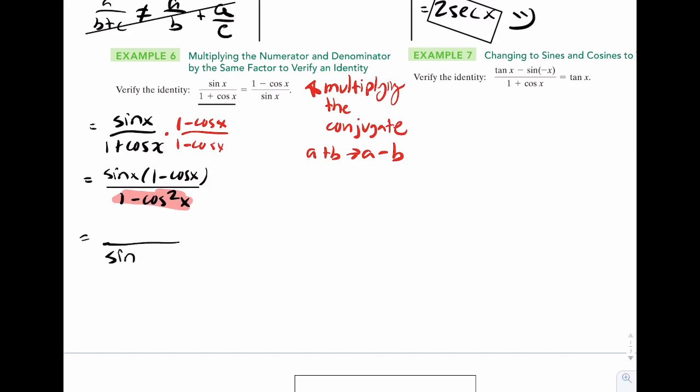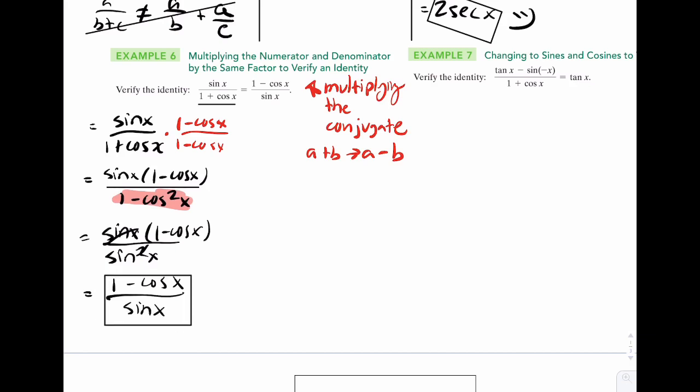So write that, sine squared. You have sine x on the top, 1 minus cosine x here. You cross that out, and take a look at that. 1 minus cosine x over sine x, which is the exact thing we wanted. You could also pick the right side to practice and do the exact same technique. So again, that's called using the conjugate.